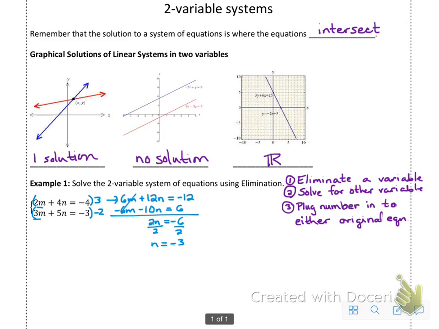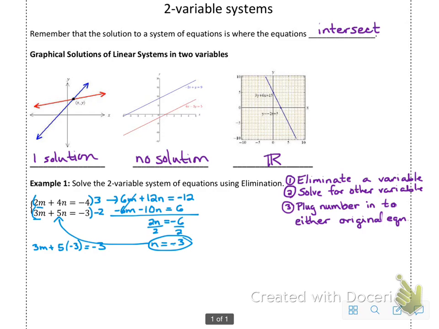Now step 3 is to plug the number into either original equation. So you're going to plug this number in to either equation. Now let's go ahead and plug it into the bottom one, because why not? So we're replacing n with negative 3. So we still have 3m plus 5 times n, which is negative 3, and that equals negative 3. Now you see I used the original equation because that's what the step said, because it's the simplest form of it, so we don't have to deal with bigger numbers.